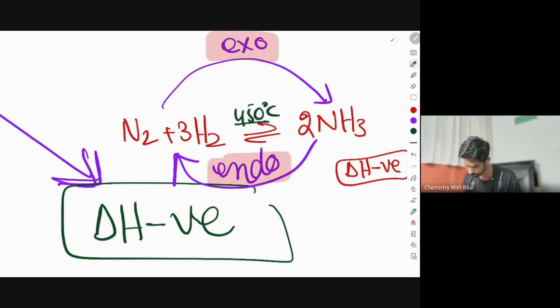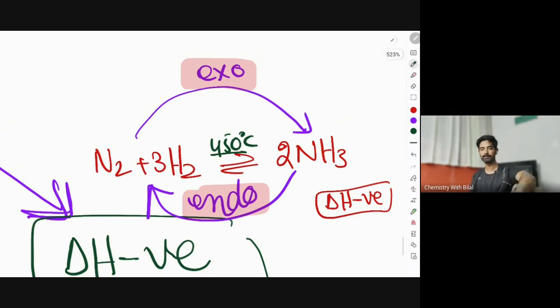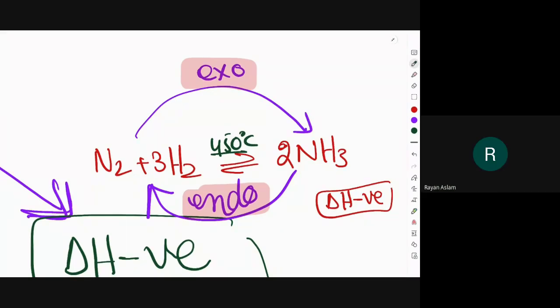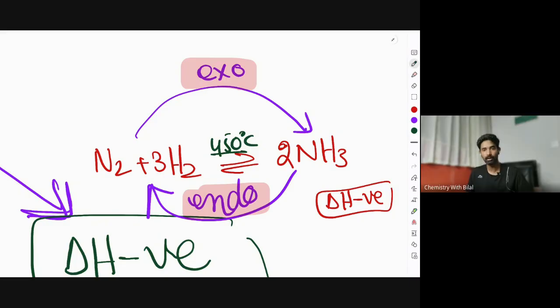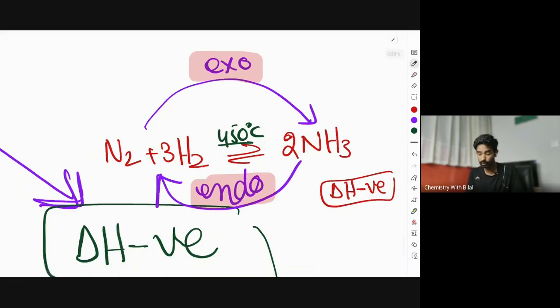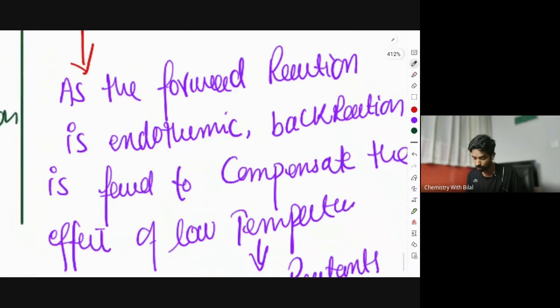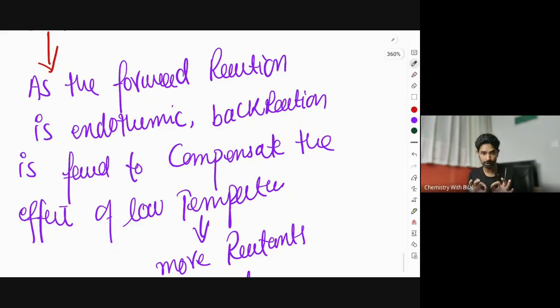This reaction is easy. So what will happen if I decrease the temperature from 450 to 400? Anyone in the class? What will happen to the position of equilibrium if you decrease the temperature of this reaction from 450 to 400? So basically you decrease. Which way will it go and why? So sir, it will go toward exo, which is the forward one. Excellent. So you will get more ammonia. You need to explain as well: as the forward is exothermic, for the exact same reason, to compensate the effect of low temperature, forward is favored.